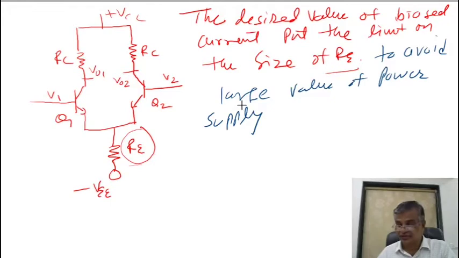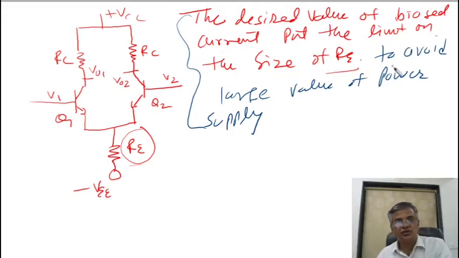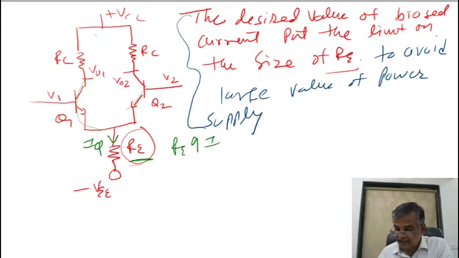Let us try to understand this line. What I have written is: the desired value of the bias current puts a limit on the size of RE to avoid a large value of power supply. Look here. This current is called IQ. It is a bias current, flowing like this. Now, if I increase RE, then IQ decreases.